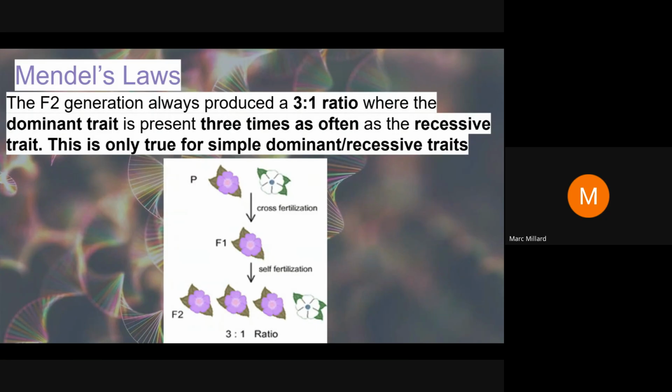So yes, he noticed that the F2 generation always produced a 3-to-1 ratio where the dominant trait is present 3 times as often as the recessive trait. This is only true for simple dominant recessive traits, and we'll talk about types of traits that are simple dominant recessive versus more complex patterns later.